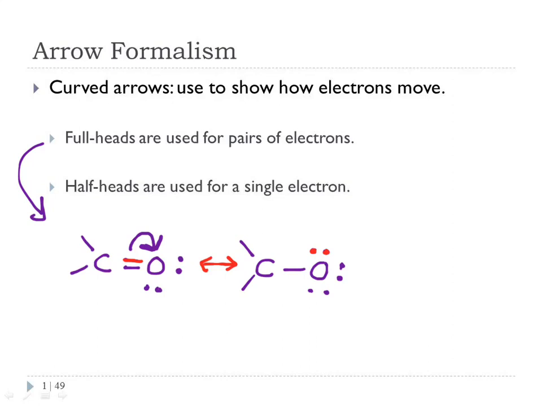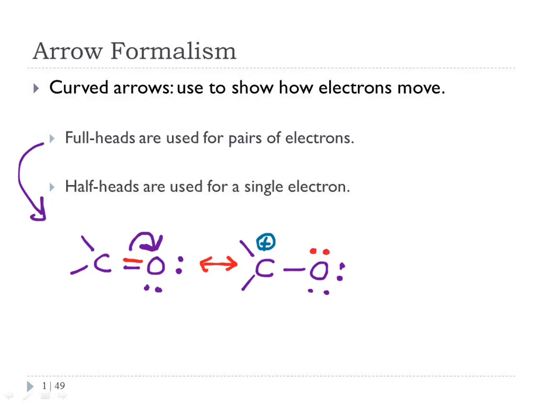Just for grins, let's look at the formal charge on this guy over here. What's the formal charge on the carbon? How many valence electrons does carbon have as an atom? Four. How many does it own in this structure? Half of each bond. There's three bonds: 1, 2, 3. So 4 minus 3 is plus 1.